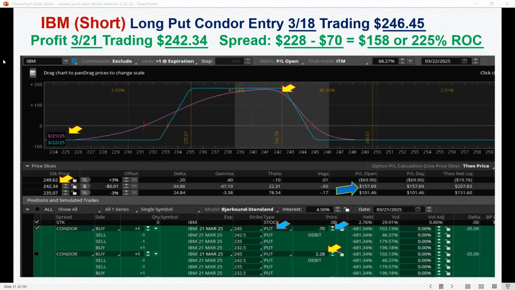So here it was. A lot of different times you could take profit, but here it was going out right towards the end of the day. It was trading right there. Wasn't perfect, but very close, okay? So this was trading at 242.34. So, you know, right there. So this went from 70 bucks up to 228. That's $158 per spread. That's a 225% return. So put on the 18th, taking off the 21st. Nice trade. Low risk, positive theta trade. Has everything that, you know, we like to see.